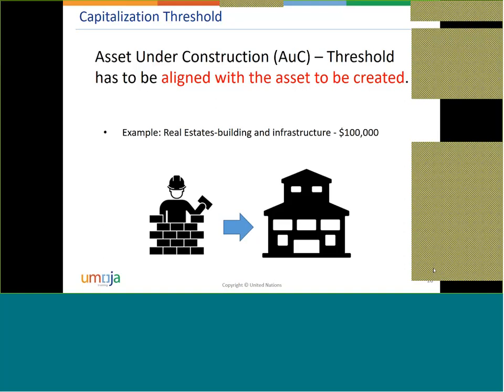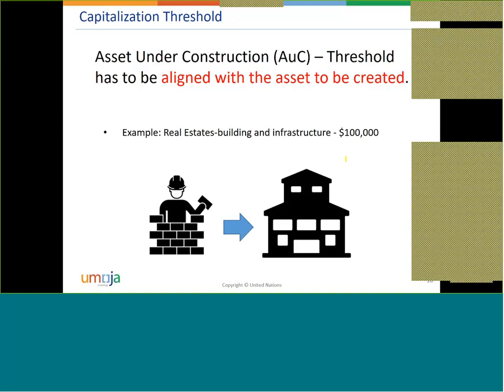Let me ask you one question, and then please reply using the green check or the cross. For assets under construction, is the capitalization threshold always $100,000? Can you please reply yes or no? Is it for AuC always $100,000? What do you think? Right, a few of you are saying yes, some others are saying no, and some others are not replying. So the point is it depends.